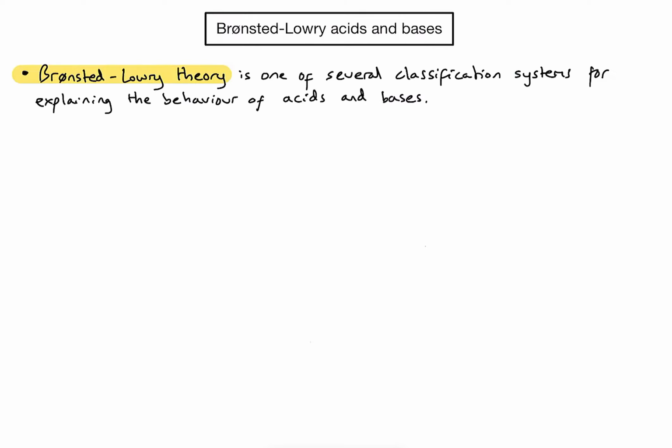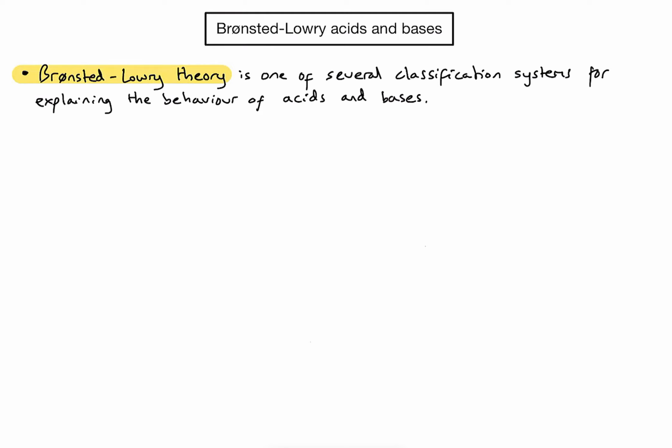Okay, let's have a look at Brønsted-Lowry acids and bases. So what is it? Brønsted-Lowry theory is one of several classification systems for explaining the behaviour of acids and bases. Why is it called Brønsted-Lowry theory? Well, it's named after the scientists who kind of came up with the idea at similar times. Johannes Brønsted, I think, is Danish, and Thomas Lowry was an English chemist.